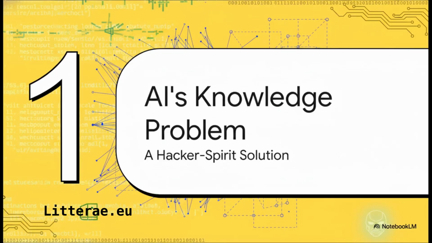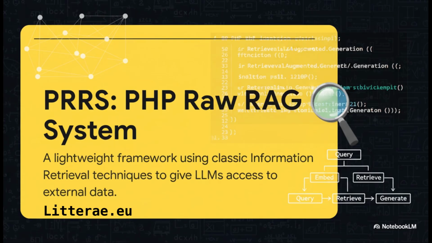And the solution we're going to tear down today is built with a real hacker spirit. It's this brilliant back-to-basics system made for people who want to know how their tools work, not just click a button and hope for the best. So, let me introduce you to PRRS, the PHP Raw RAG system. Yeah, it's a lightweight tool for PHP developers, which is cool. But its real purpose, and the reason we're looking at it, is that it's an absolutely incredible teaching tool. It uses classic, old-school techniques to show us precisely how RAG operates under the hood.